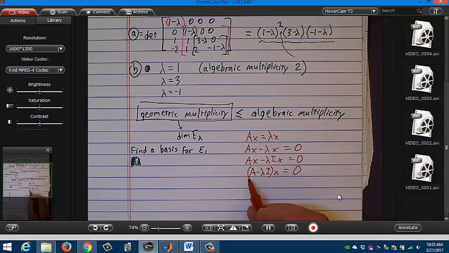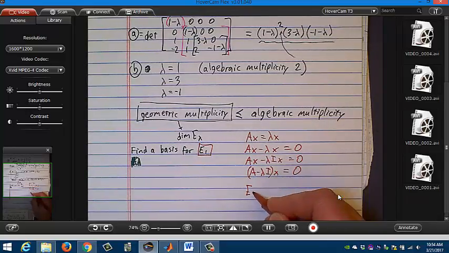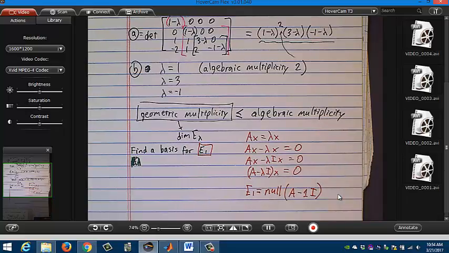So I have a matrix times x is 0. And so what I'm really doing when I say E1 is that E1 is the null space of A minus 1 times I. That's what I'm really doing, I'm looking at the null space of A minus 1 times I.